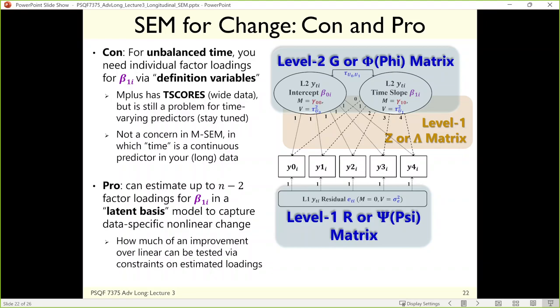So T-scores is how we do that in Mplus. I do not know of a way to do that in any other SEM package other than OpenMx. I think they have definition variables in that one, but that one's a little bit harder to use. So that's definitely one con. A pro would be something called a latent basis model, but it looks like we're going to get to that one next time.